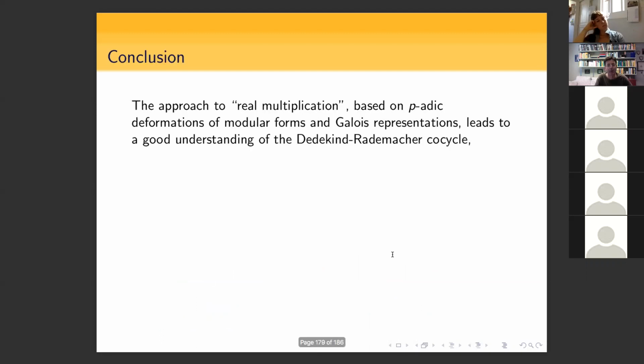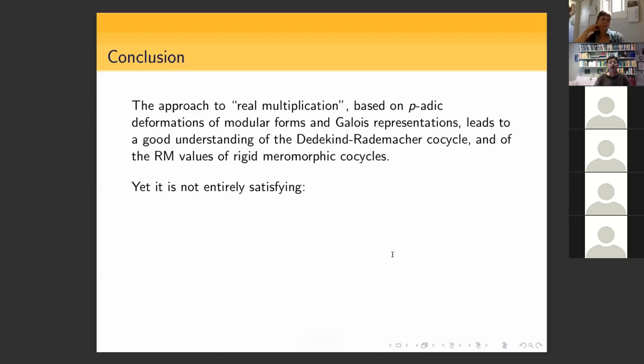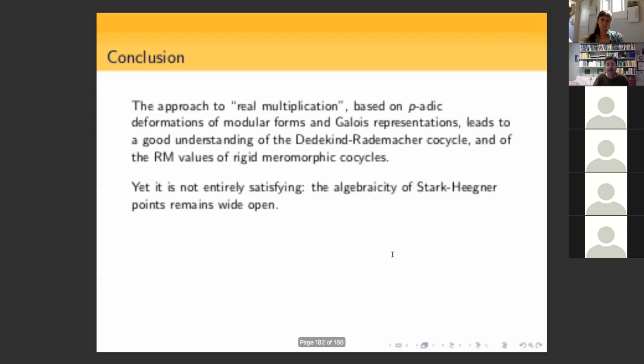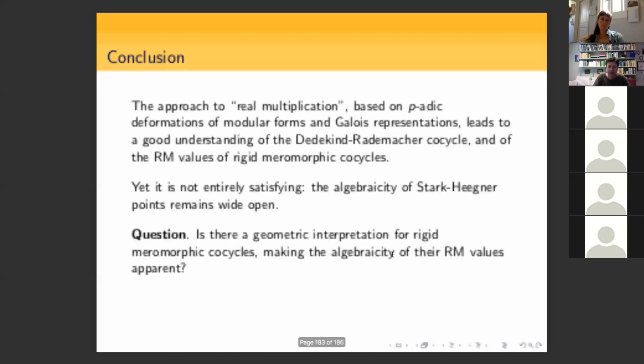And in conclusion, I want to say that the approaches that I've described to the problem of establishing this theory of real multiplication is very much based on p-adic deformations, as I've said before, and it leads to a good understanding of some of these aspects, like the Dedekind and Rademacher aspect and the RM values of rigid meromorphic cocycles, but it is not entirely satisfying because it still leaves some mystery, namely the algebraicity of Stark-Heegner points still remains quite a bit beyond what we really understand unconditionally.